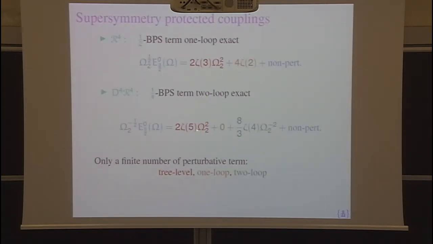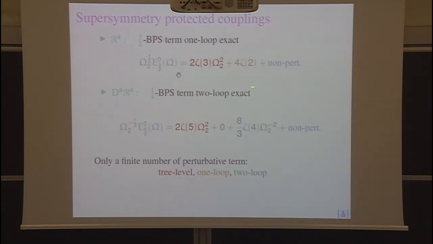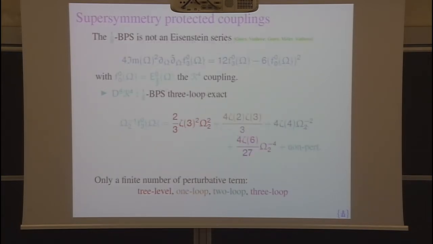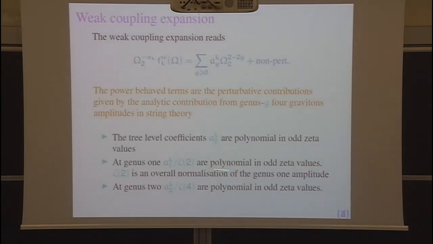So zeta 3, zeta 5, zeta 3 squared. There's no zeta 2 at tree level. So at one loop, it's zeta 2 times 1, 0, zeta 2 times 0, zeta 2 times zeta 3. Actually, if you divide everything by zeta 2, you should get only odd zeta values.